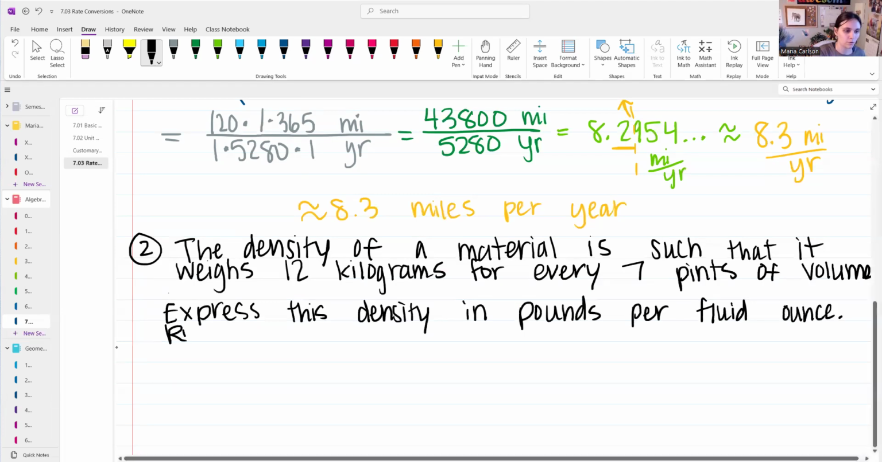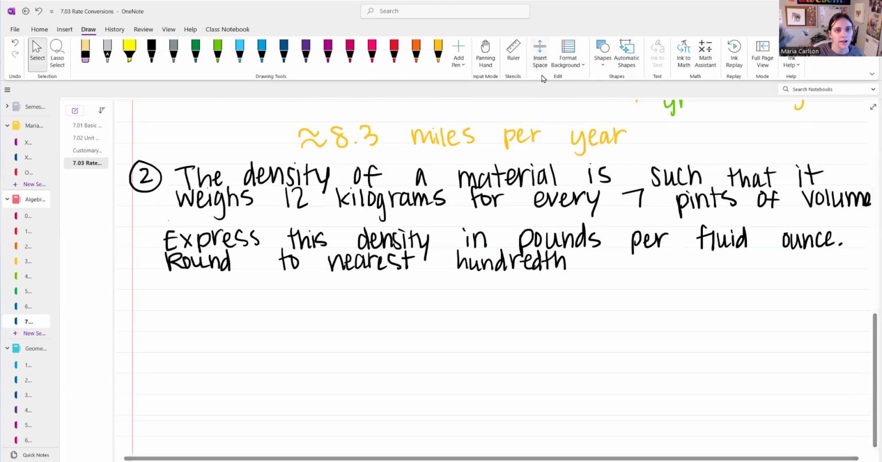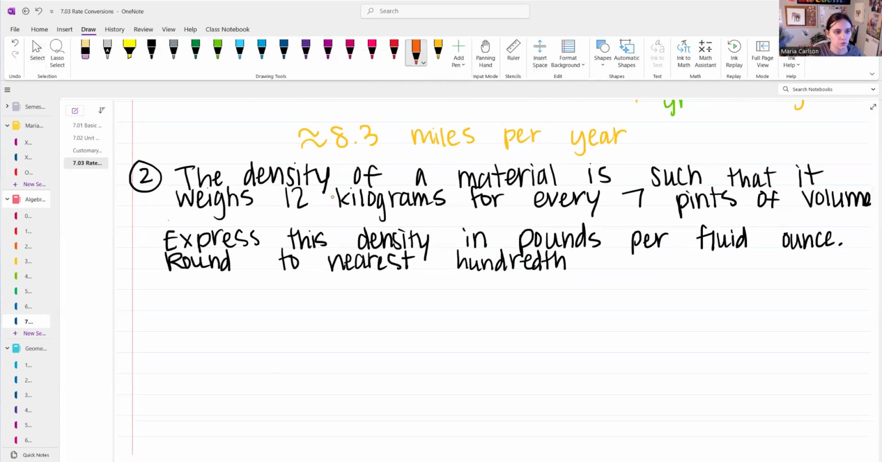And we are going to round to the nearest hundredth. So density actually is a rate. We have some weight, 12 kilograms for every 7 pints of capacity, of volume of this substance. So our current rate, current density, is 12 kilograms for every 7 pints.